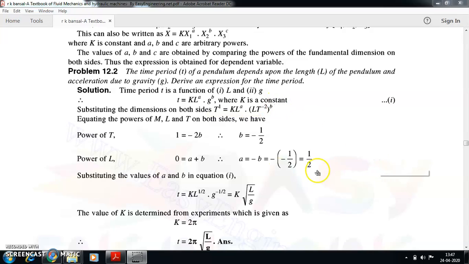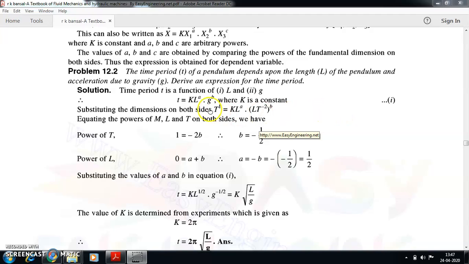So substituting the dimensions on both sides. Now you work on the left hand side and on the right hand side, and put in the dimensions properly. Your small t is nothing but a time, so the fundamental dimension will be T to the power of 1. That is equal to the constant k on the right hand side. Length is L only, so L to the power of a, and gravity is L into T to the power of minus 2, whole to the power of b. So L to the power of a, (L T to the power of minus 2) whole to the power of b. Now you equate the powers of mass, length and time. So M, L, T powers should be equated.